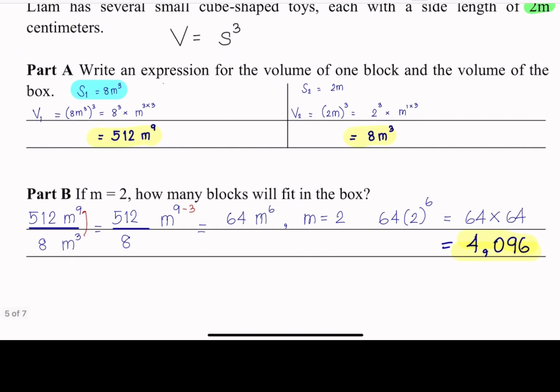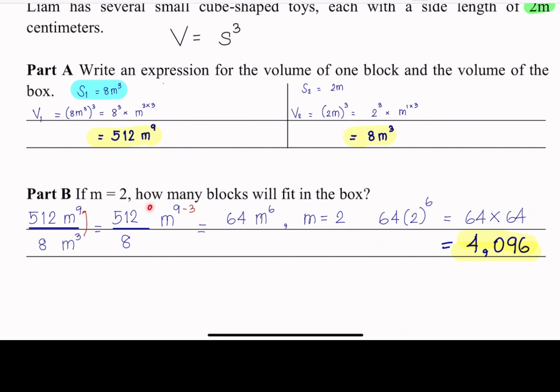Part B. If m is equal to 2, how many blocks will fit in a box? So this is the box over the blocks, right? So our box is 512. When we put in all the blocks, we have to divide them by 8. So 512 m to the power of 9 over 8 m to the power of 3.